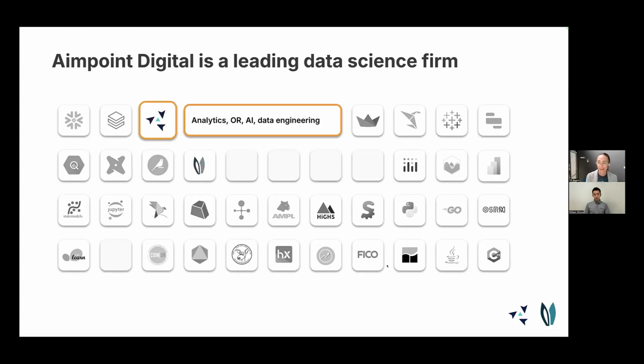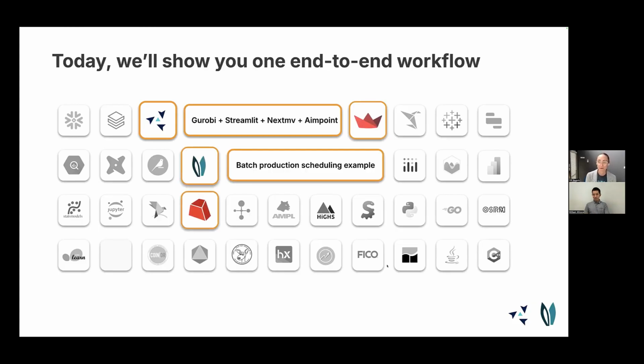Our partner who's here today is Aimpoint Digital. They're a leading data science firm that specializes in building optimization solutions. And today we'll be showcasing a demo of the work Aimpoint has done with a combination of the Nextmv platform, Gurobi as the solver, and Streamlit as a visualization tool. And this is just one example of our collaborative efforts with Aimpoint.